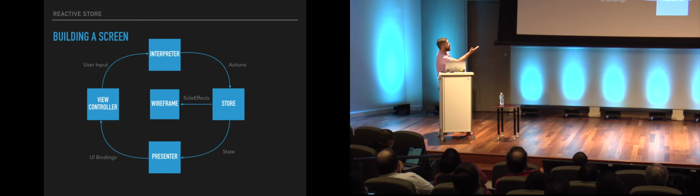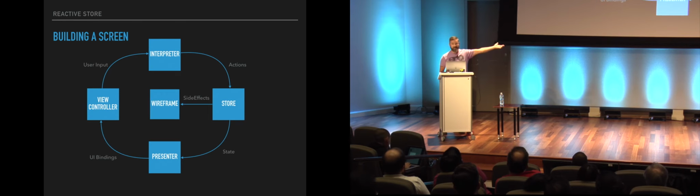So testing this becomes really easy. If I want to test my interpreter, I just fake user input into it, and then I watch the actions that come out of it and verify that, based on the input I gave the interpreter, the actions it produced were correct. If I want to test my presenter, I can just feed it a bunch of fake states and watch the outputs on the UI binding streams to verify that my mapping of the state to UI is correct. If I want to test the view controller, I have to go do Apple UI.